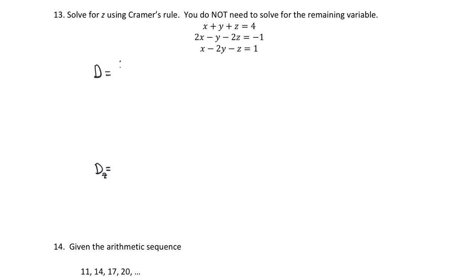So the determinant d is just the determinant of the coefficients matrix. I'm going to do this determinant using the extended columns method. So you take these first 2 columns and write them over here.